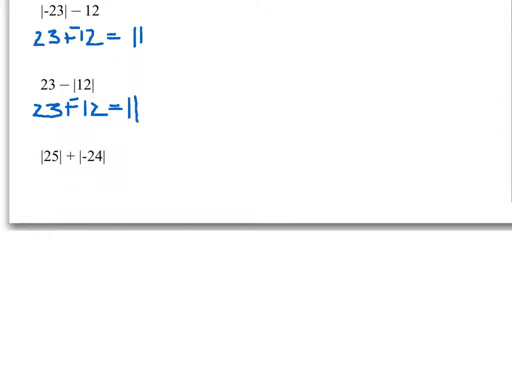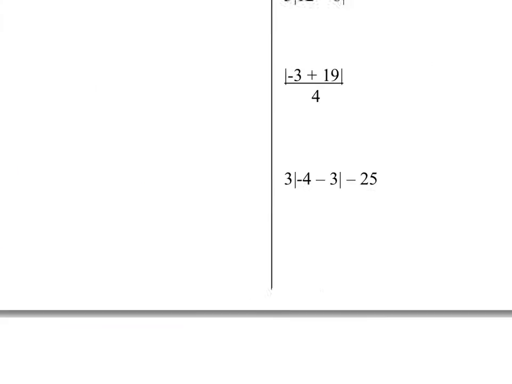So we want to evaluate our grouping symbols first. We can't do this addition without evaluating the grouping symbols. 25 plus 24 is 49. Always evaluating the grouping symbols first.